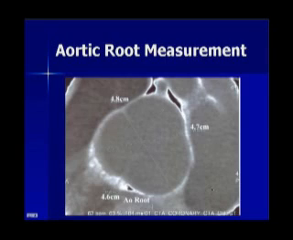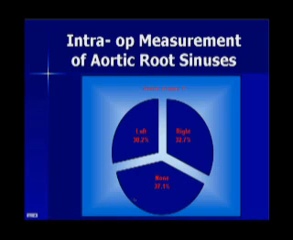When we analyzed this statistically, we found out there's a statistically significant difference between these three sinuses. Here you can see the non-coronary sinus of Valsalva takes about 37.1% of the circumference of the root, the left most of the time is the smallest, and the right is somewhere in between.